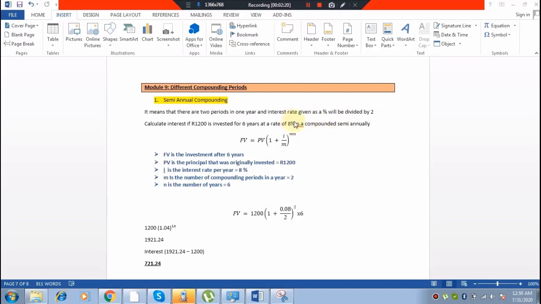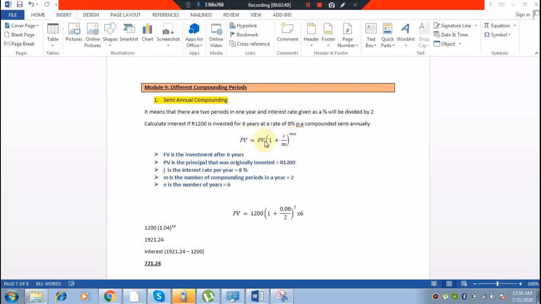So from January to June, that's after 6 months, we're getting 4% of this. Then from July to December, at the end of December, we're getting another 4% of this amount. We will be doing this until we finish the investment period of 6 years. So twice there. That's why we look at our formula here.